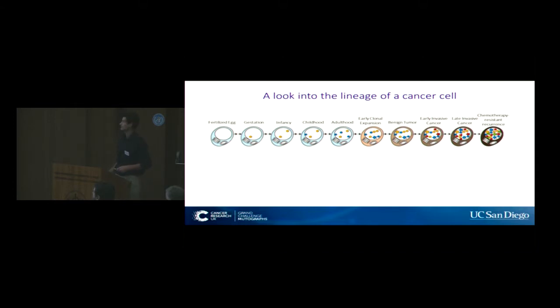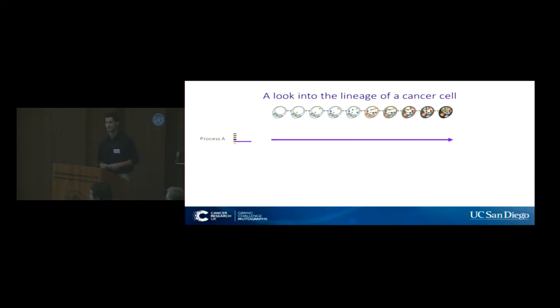Underlying these mutations are a set of processes. Hypothetically, we could have some process A that's occurring throughout the lifespan of the cell at very low levels. We could also have another signature present that is occurring at only certain parts of the cell lineage, but at higher doses, and a third process that's only occurring at the end of the cell's life.